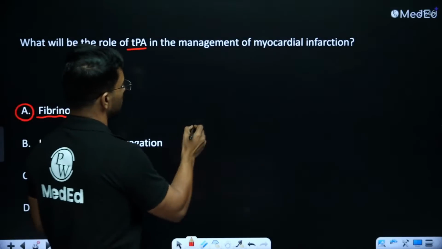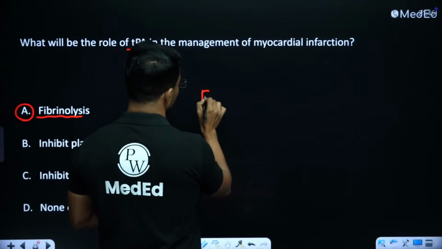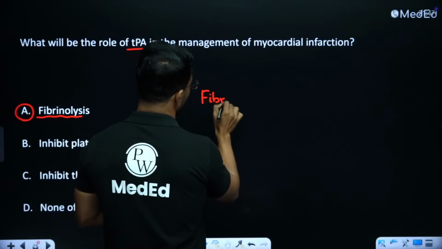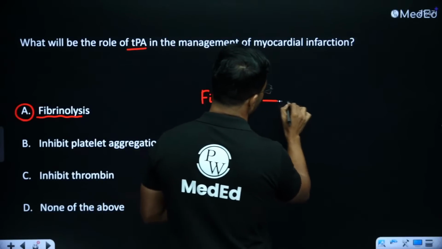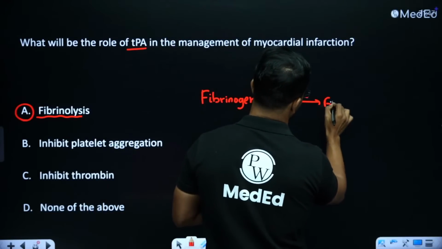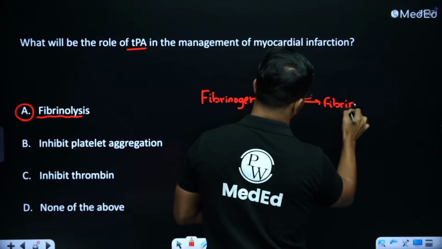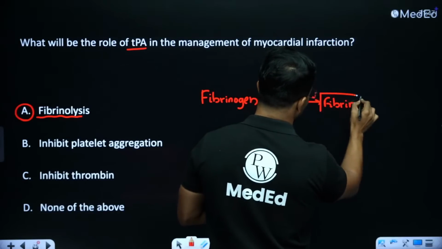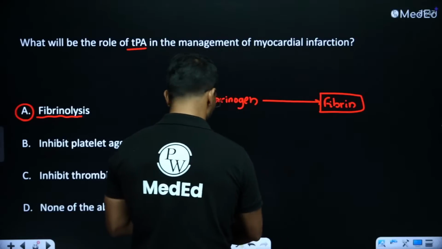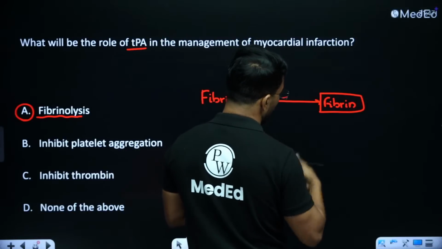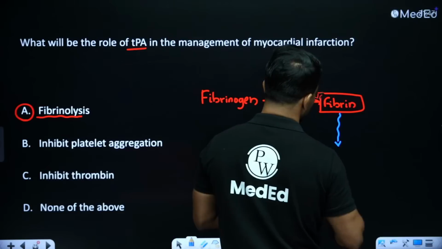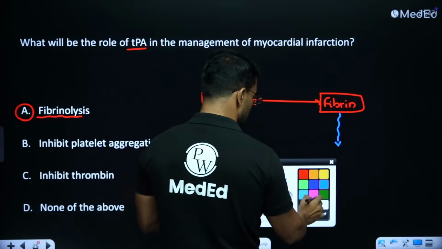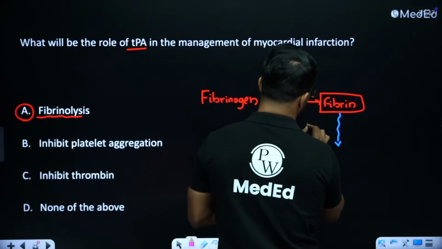So normally what happens is, when we form a blood clot, we convert fibrinogen to fibrin, and this fibrin gets deposited as a mesh in the clot. But once the job of the clot is done, now I have to dissolve this fibrin. This fibrin is dissolved by an enzyme called plasmin.